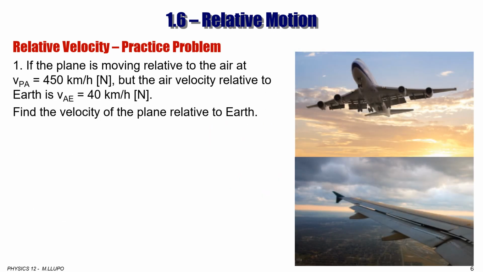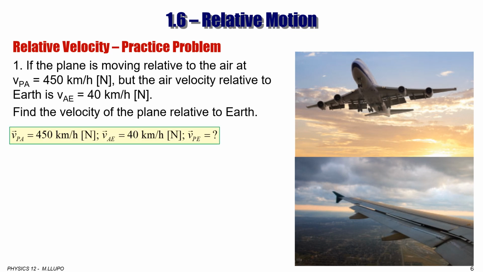Here is the practice problem with a relative velocity. This is an easy one, motion in one dimension, motion in a straight line. If the plane is moving relative to air at 450 kilometers per hour north and the air velocity relative to Earth is 40 kilometers per hour north, find the velocity of the plane relative to Earth.